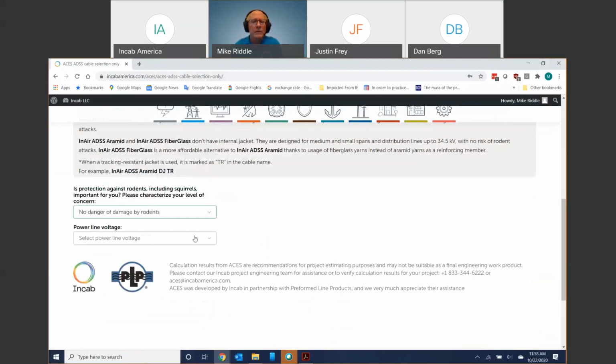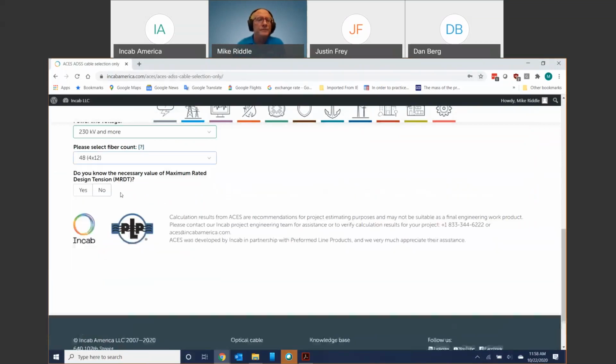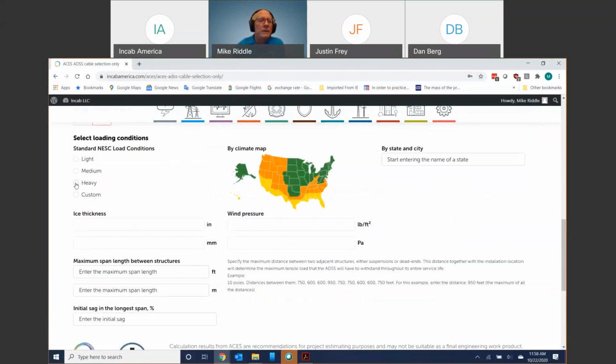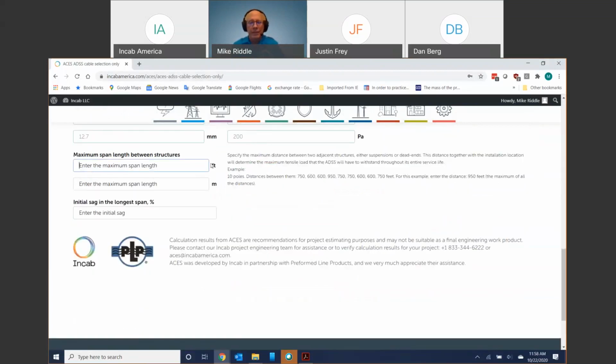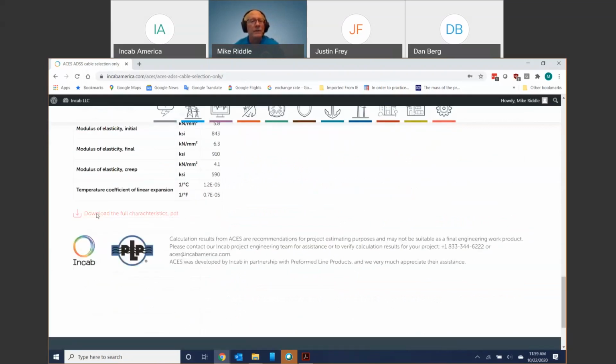Let's go back real quick and see what we've gotten at 30 kV or more. Everything so far is what you've already seen. And so you get a cable with the TR in it, which means a track resistant jacket. And so again, you download the specifications.